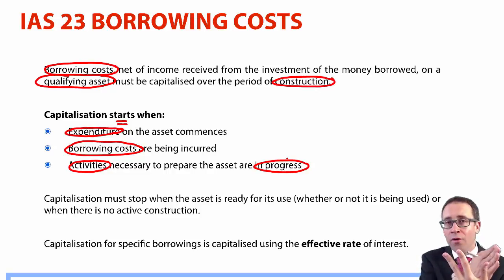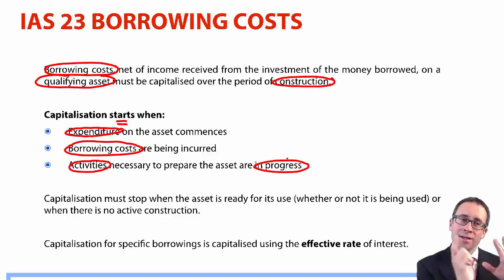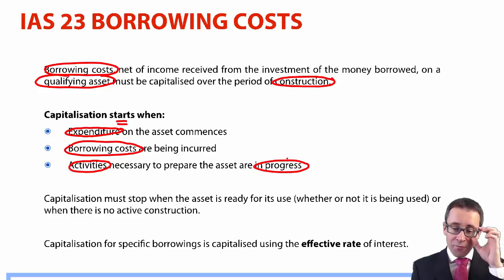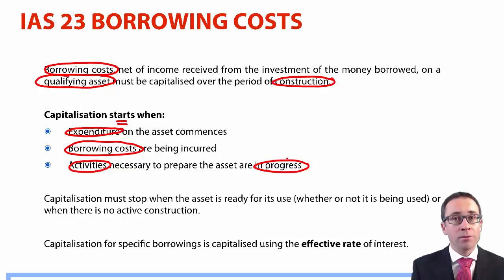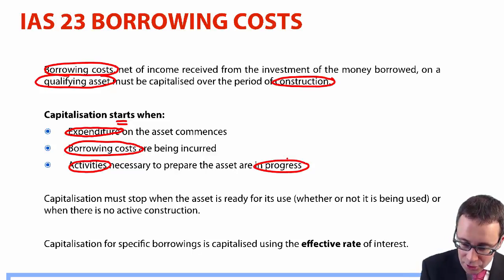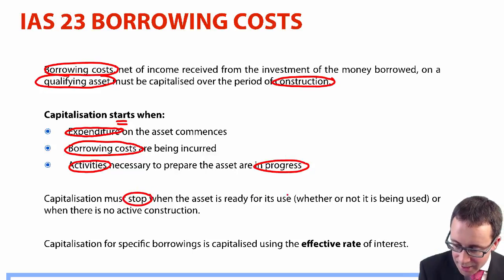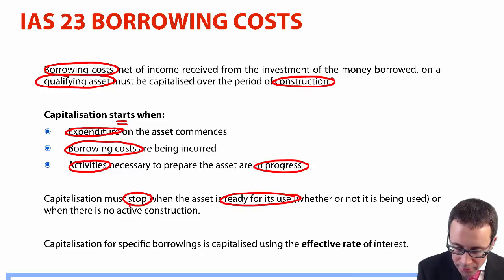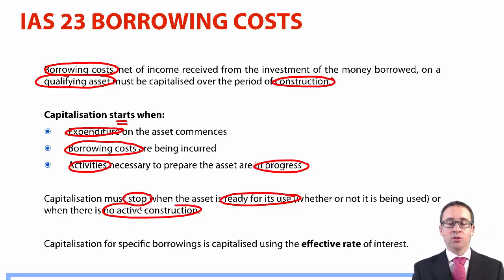Okay, any interest before that is just treated as normal and taken directly to the statement of profit or loss. So it tends to be that capitalization starts at the latest possible date. If we look at when it stops, it tends to stop at the earliest possible date. Okay, so the capitalization must stop when the asset is ready for its use or when there is no active construction.